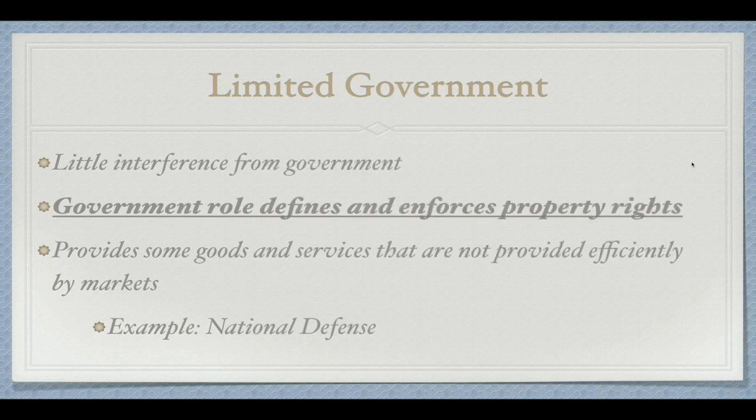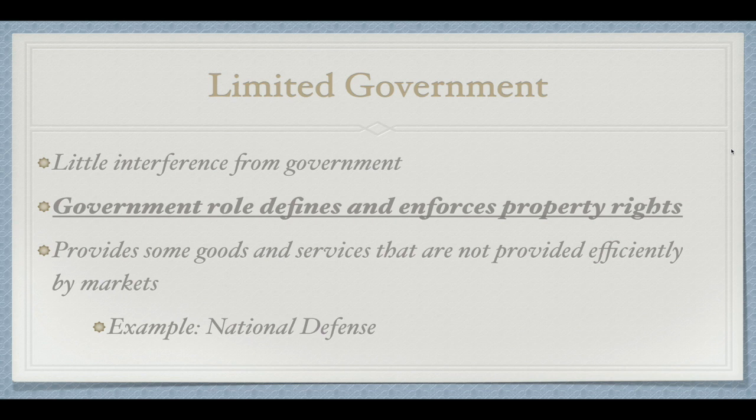And then the last characteristic is this thing called limited government. With limited government, there's basically little interference from the government. The government stays out of the economy for the most part. The government's main role in a market economy, and please star, circle, highlight, underline this part, the government's role defines and enforces private property rights.